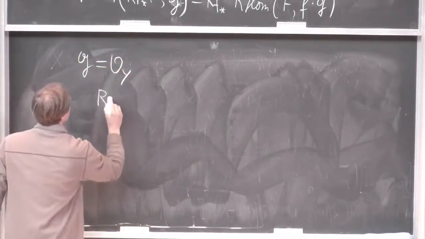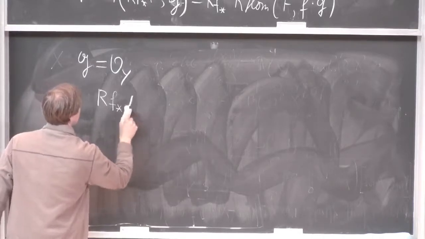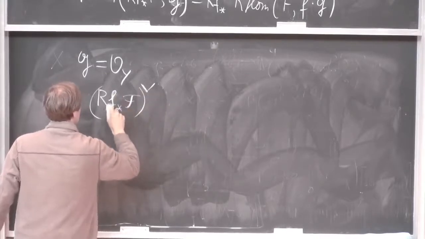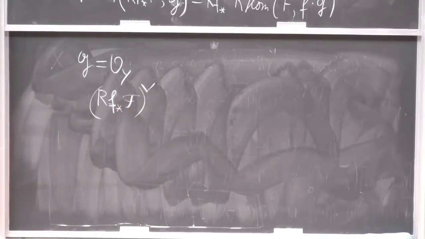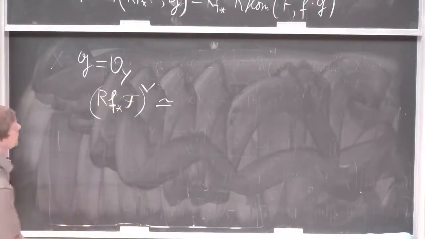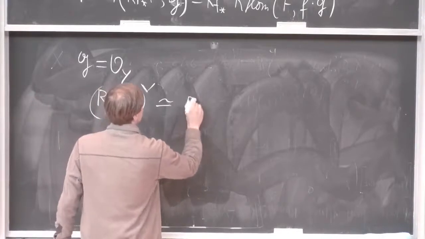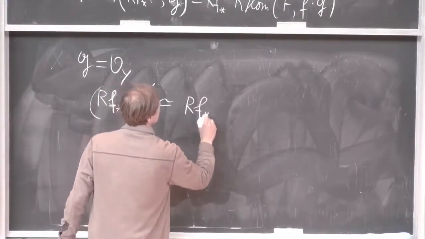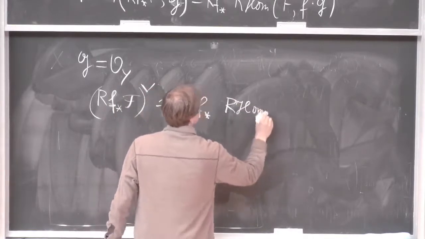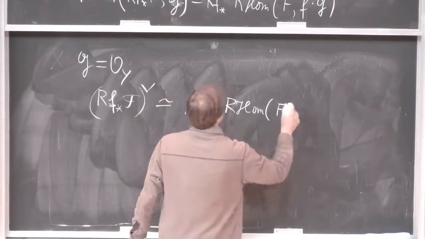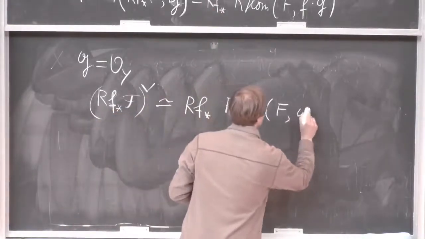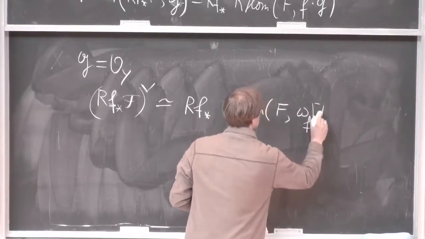So we take Rf_* F, and then we take the dual of this, R Hom to O. So this is isomorphic to Rf_*, and here we take R Hom from F to f upper shriek of O, which is this guy. So it's omega_f shifted by the dimension.